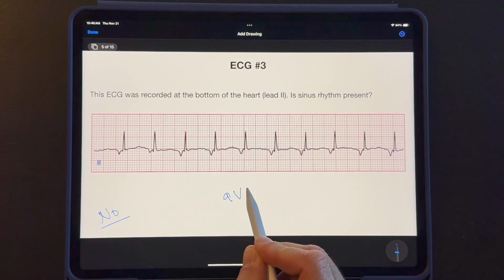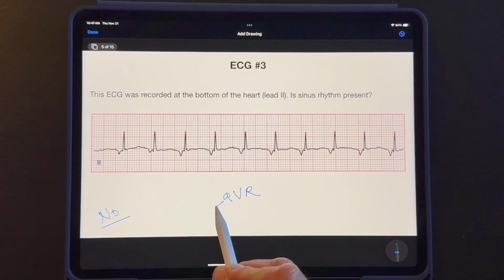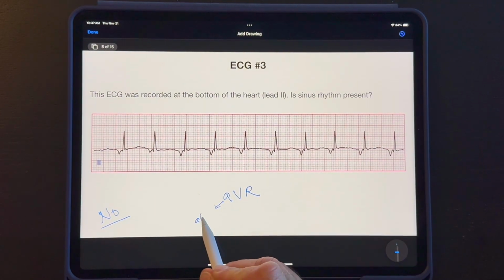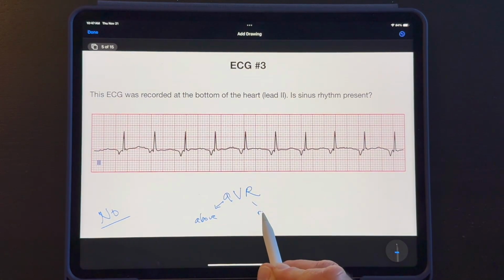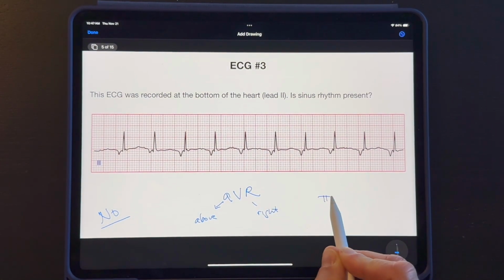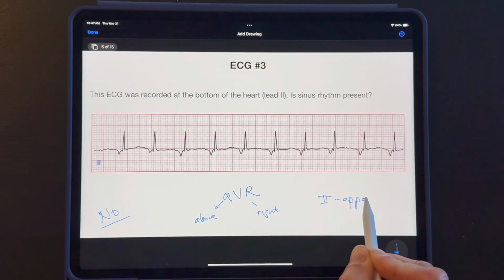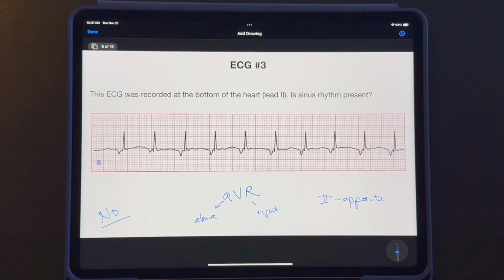There is an easy way to remember what these leads represent. You can use A for above and R for right. Lead 2 is at the exact opposite, bottom and left.